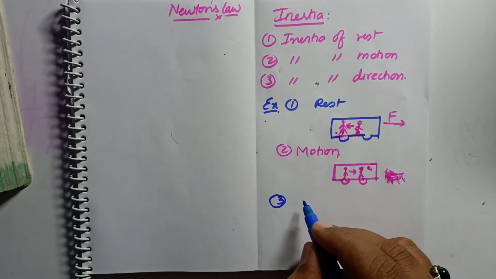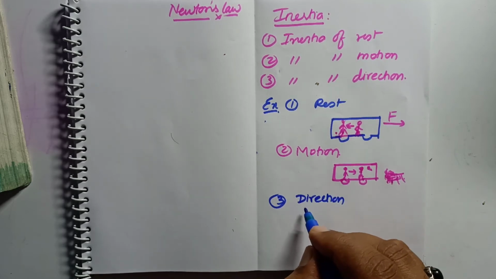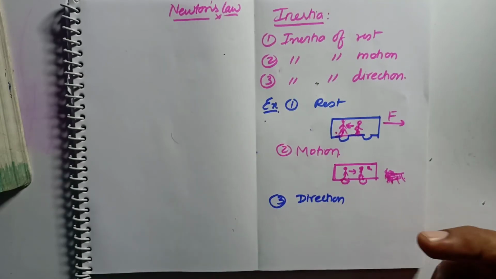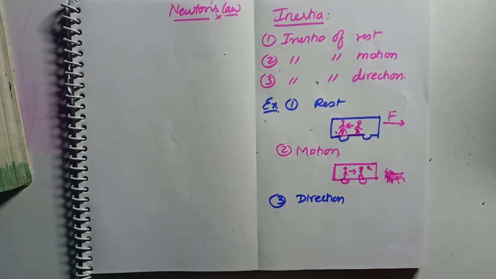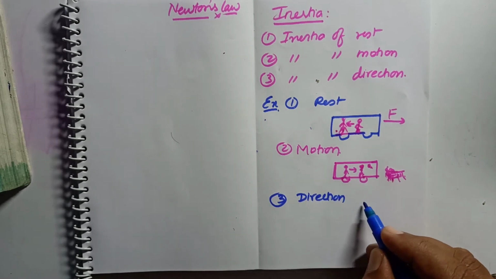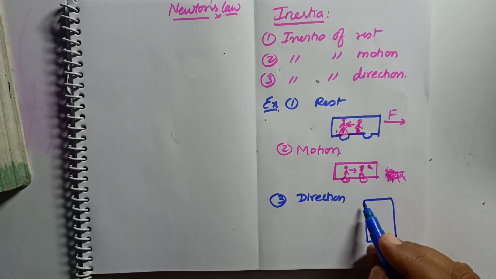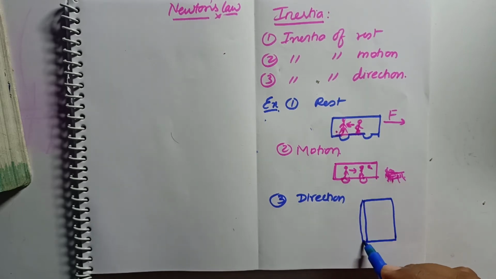Let us take the third example here, that is called inertia of direction. What is the meaning of inertia of direction? Let us imagine that I am seeing the bus from the top. Let us imagine this is a bus moving, and I am seeing it from the top here.